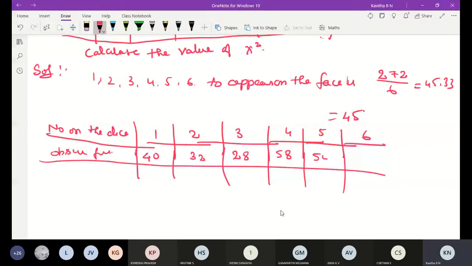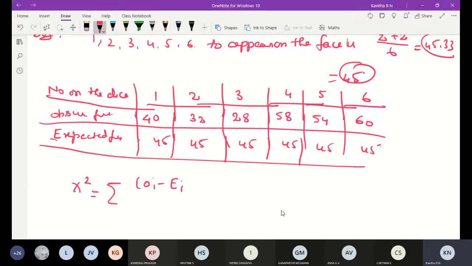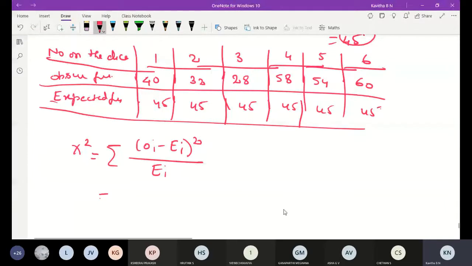The next, same formula, write down here: chi-square is the summation of (OI, the observation value, minus EI, the expectation value) whole square divided by EI. Then the observation: (40 minus 45) whole square divided by 45, plus (32 minus 45) whole square divided by 45.